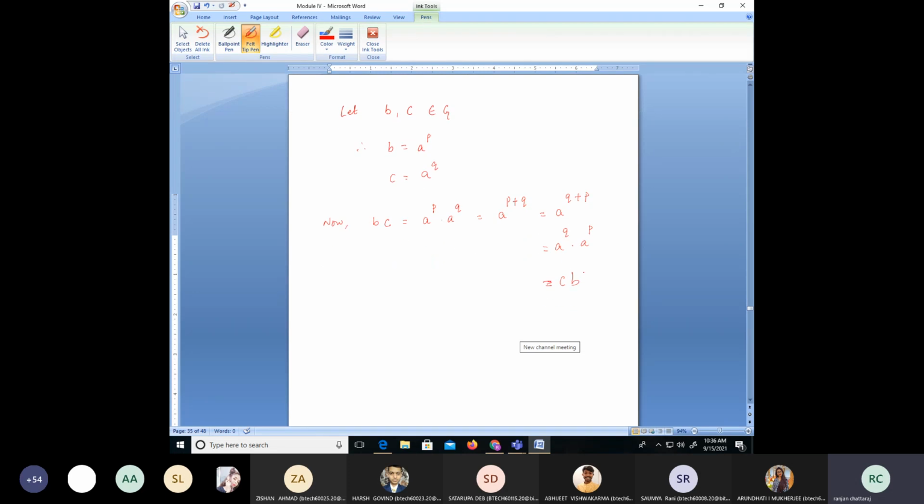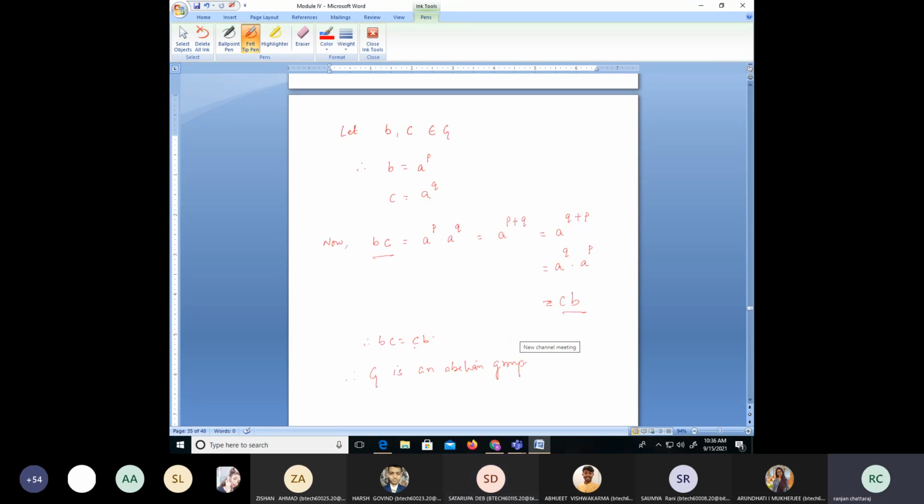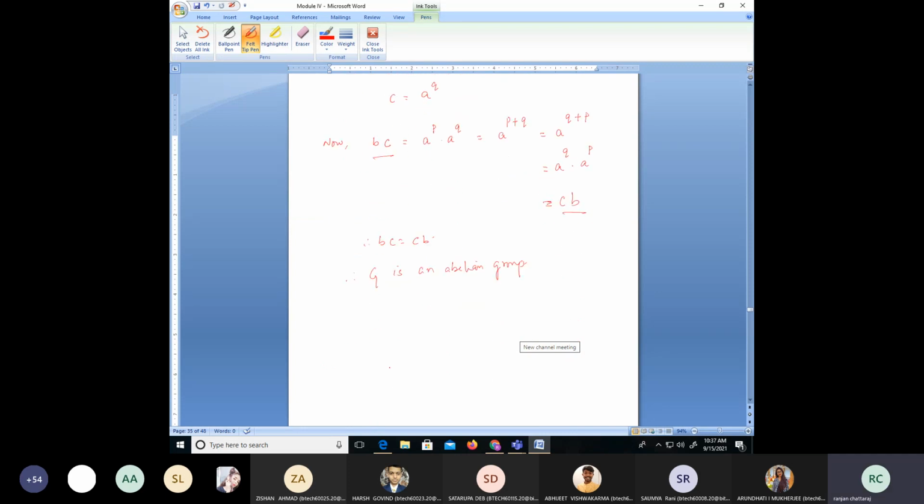So what are you getting? BC is equal to CB. Therefore BC is equal to CB, and B and C are arbitrary elements. So G is an abelian group. Is it clear? Yes, sir. So that means if a group is cyclic, then it is abelian.